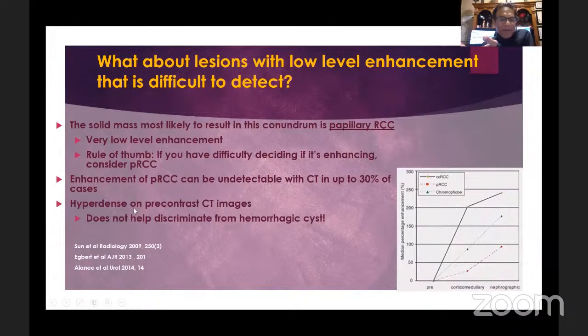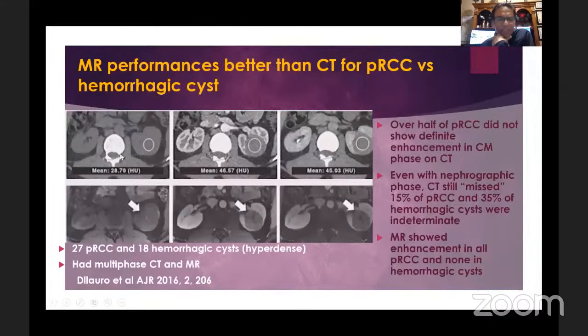These lesions tend to be hyperdense on pre-contrast CT, so it's difficult to measure the enhancement in many of these patients. This is a patient with what looks like a hemorrhagic cyst, and on pre-contrast images the density was around 28 Hounsfield units. Following IV contrast, on corticomedullary and nephrographic phase, there was enhancement of 16 to 17 Hounsfield units. So although the lesion size is pretty large, it was still indeterminate. Whereas on MRI, you can see that this lesion has intensity similar to parenchyma with IV contrast.